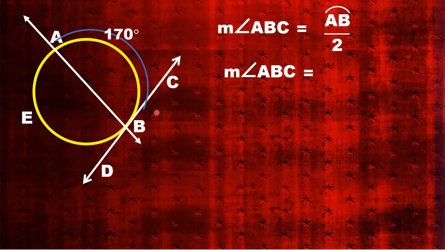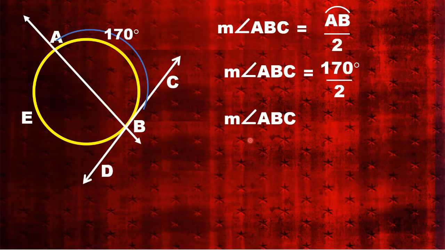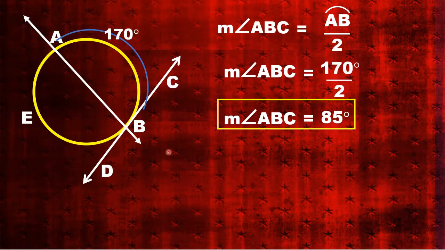Example, paano naman natin kukunin yung angle ABC? By the theorem, sabi doon, kukunin lang natin yung kanyang intercepted arc, which is arc AB, divided by 2. Say, for example, arc AB is equal to 170 degrees. So, to get this angle, angle ABC, it is just equal to 170 divided by 2. Ayan. Therefore, angle ABC is equal to 85 degrees. Ganun lang pala kasimple yon.